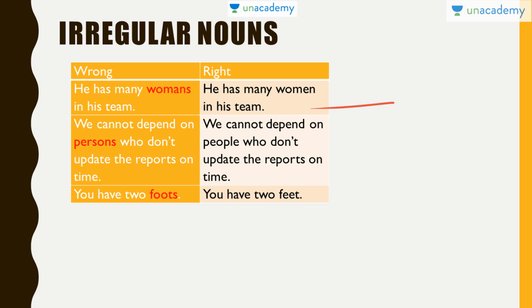We cannot depend on persons who don't update the reports on time. We don't say persons, we say people. When we make a plural for a person, we say people. So instead, we'll say we cannot depend on people who don't update the reports on time. You have 2 foots. Again, foots is incorrect. We say feet. You have 2 feet. So these are 3 common words that I noticed people say incorrectly. And effective speakers are very conscious about all these little grammatical errors.